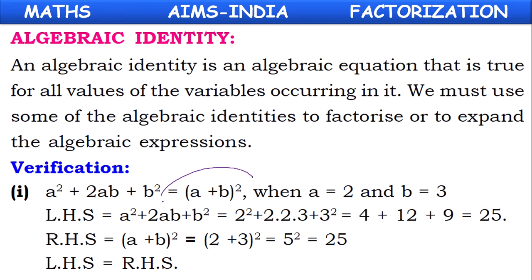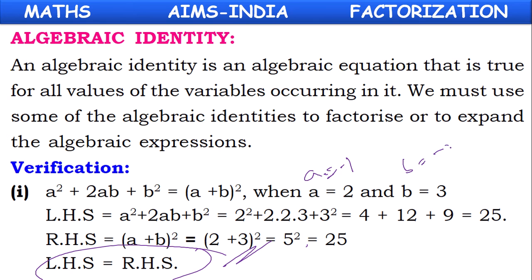What is the RHS here? (a plus b) whole square. In the place of a, we are keeping 2, and in the place of b, we are keeping 3. 2 plus 3 whole square, 5 square, which is equal to 25. So LHS equals RHS. Hence it is proved.